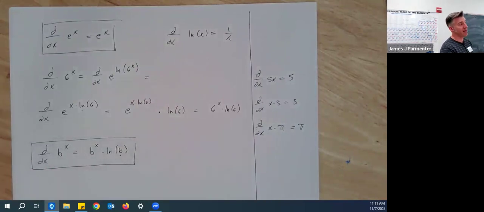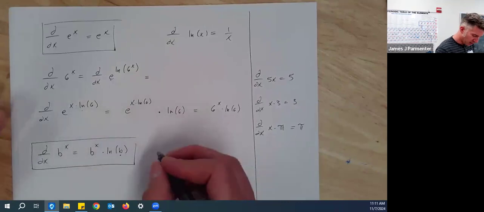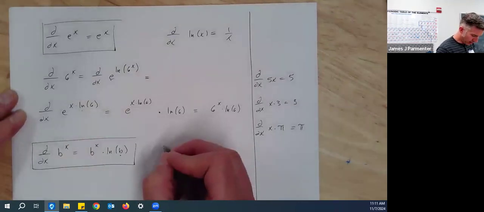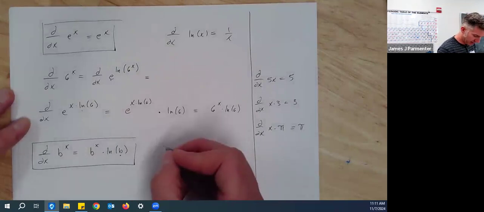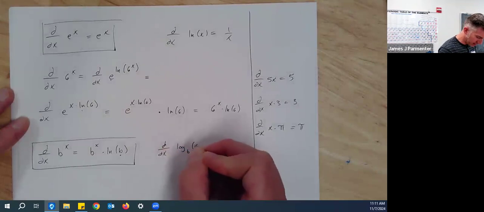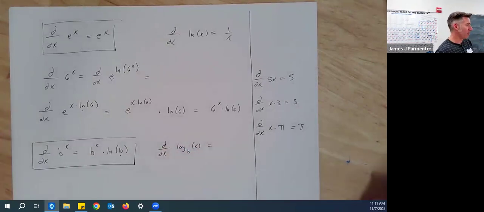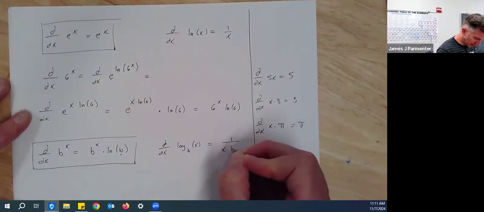And then there's a very, very nice correspondence between how changing the base for the exponential function works and how changing the base for the logarithmic function works. So I'm going to say it now because I want to write it right here, but then we'll show it. Just like here, where having a different base made me multiply by the natural log of that base, if I take the derivative of log base b of x, I'm not going to multiply by the natural log of b. I'm going to divide by the natural log of b. So I'm going to get 1 over x times natural log of b.